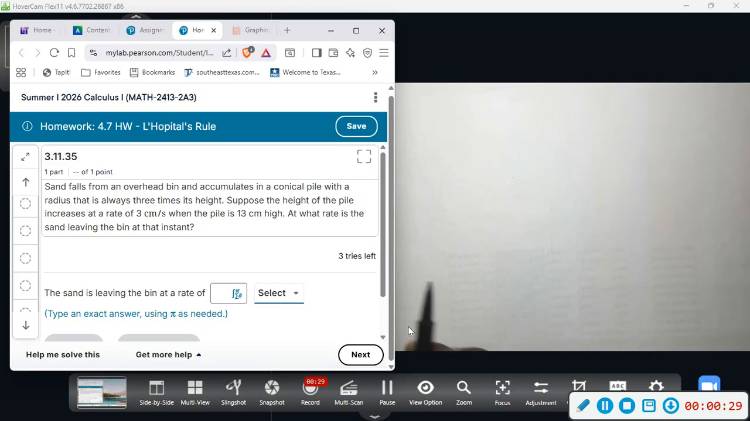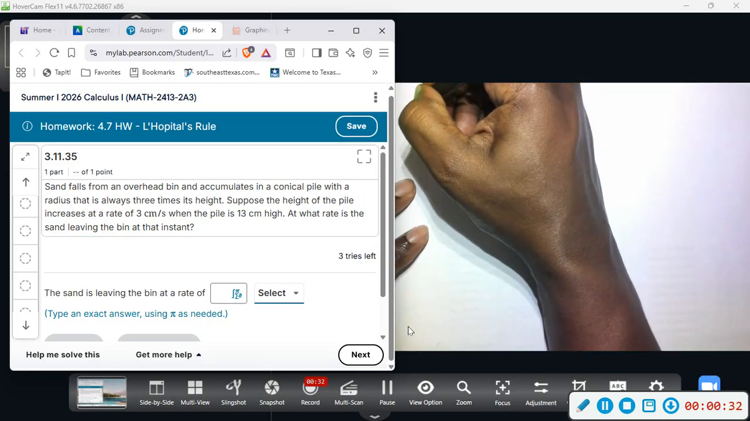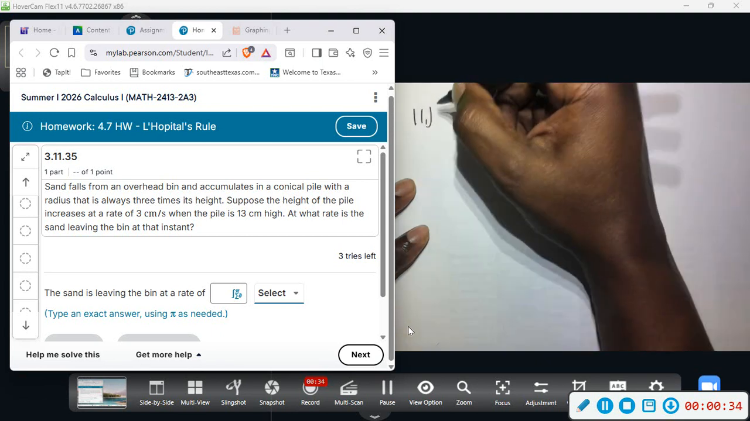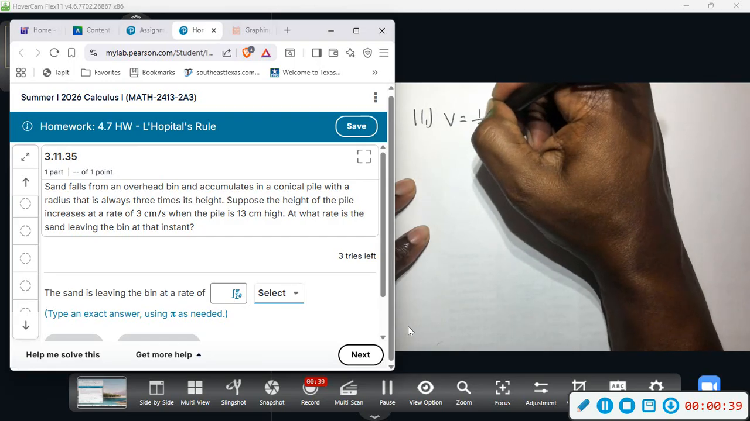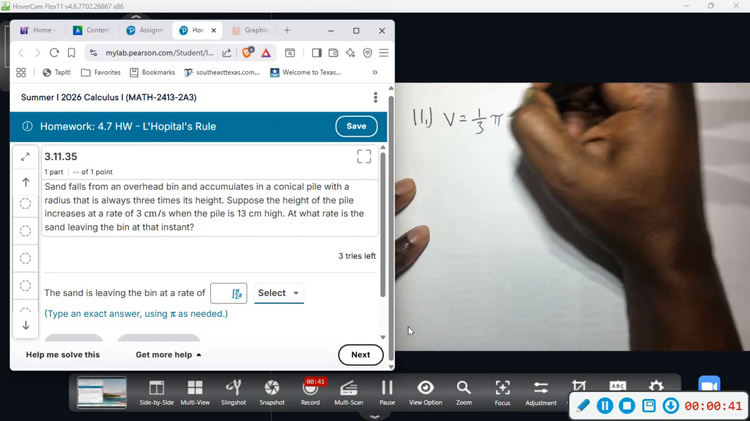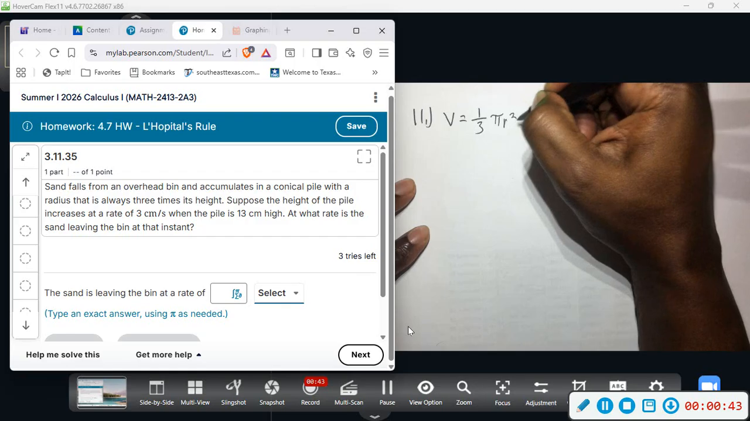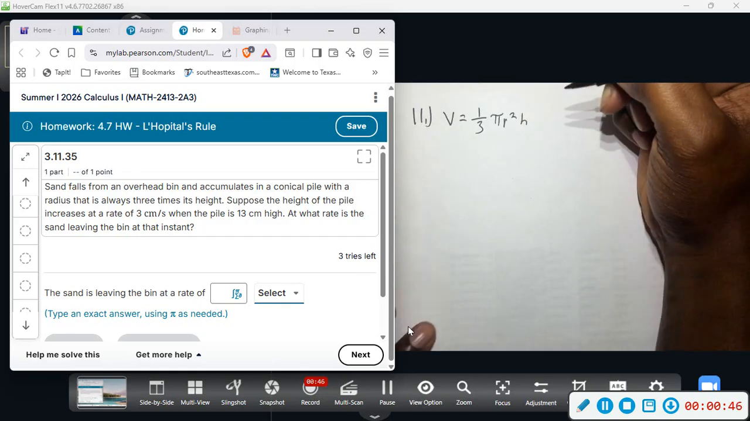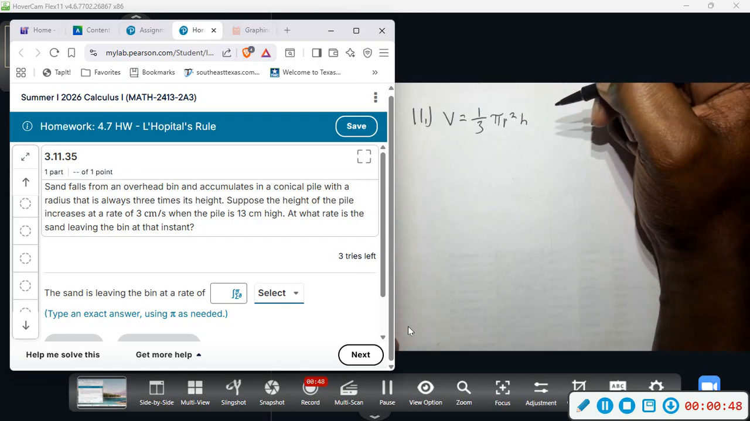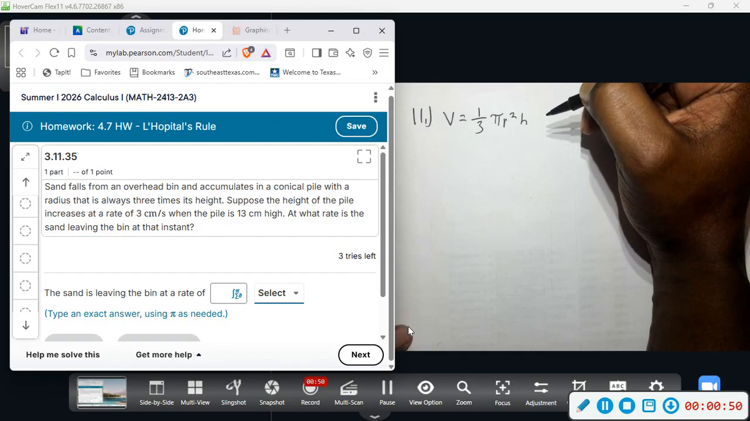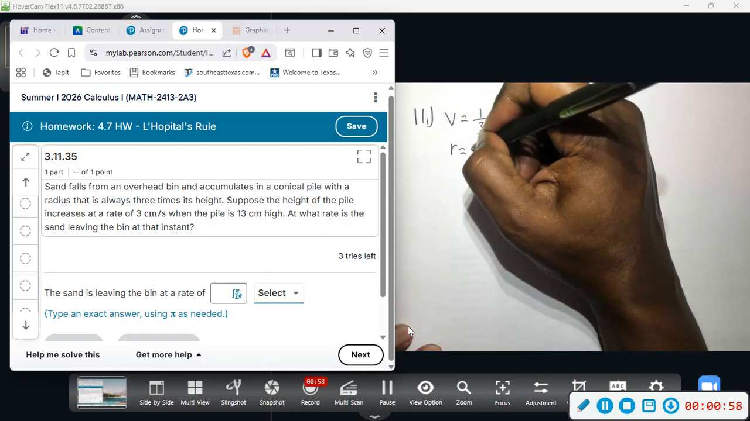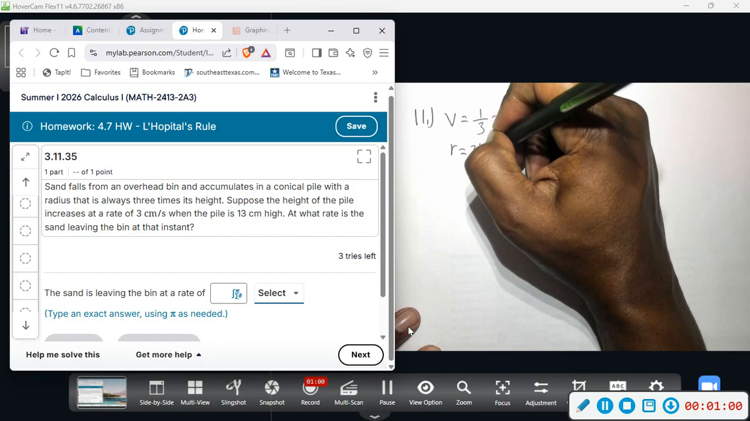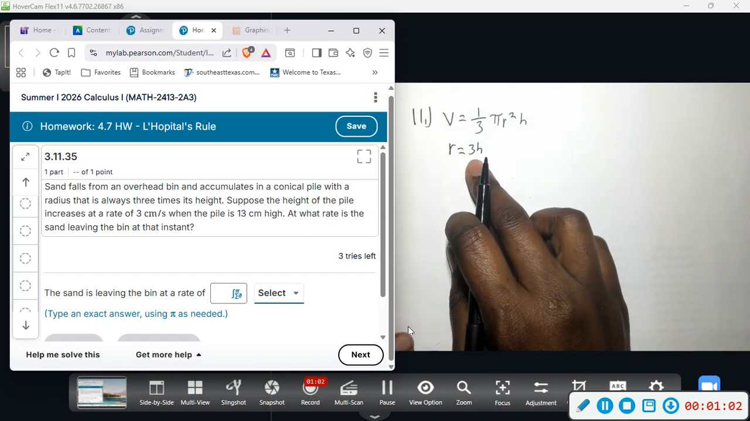All right, so we have a cone, and the formula for the volume of a cone is 1/3 pi r squared times the height. We're given that the radius is always 3 times the height, so we have another equation, r equals 3h. So the radius is always going to be 3 times the height.